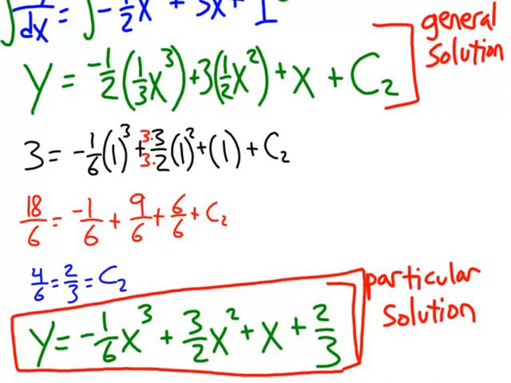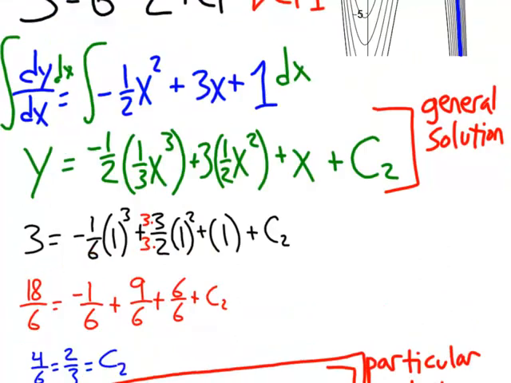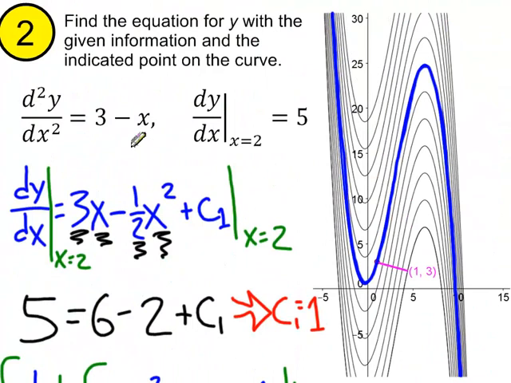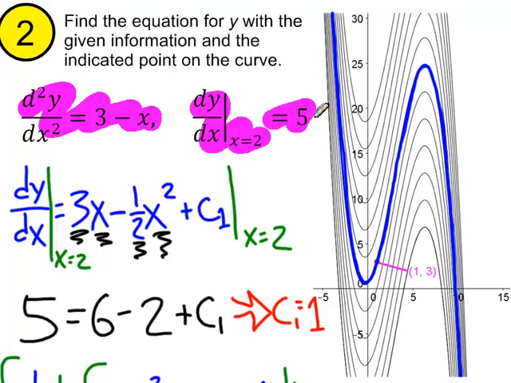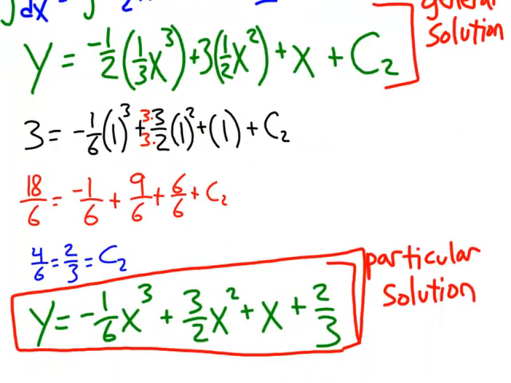And I'll leave the check mostly up to you, but we could at least mentally or on paper check. Go back up to the top. We could verify that when we derive that answer twice, we get 3 minus x. If I derive it once, or take the slope at x equals 2, we'd get a slope of 5, a tangent slope of 5. And we could verify that plugging in 1, 3 does satisfy this equation. So there is our answer.